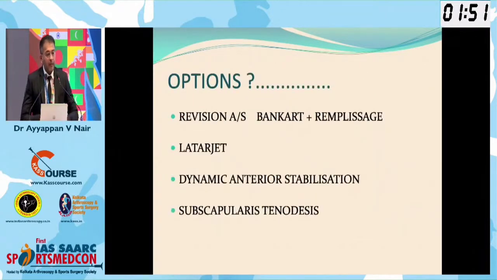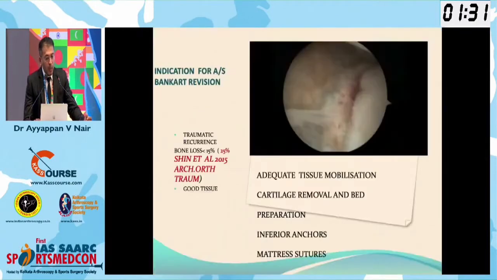So now we know that I have a particular case. Now what are my options? My options are: number one, a revision arthroscopic Bankart plus remplissage; an arthroscopic or open LATARJET; a dynamic anterior stabilization; or a subscapularis tenodesis. So I'll come to them one by one.